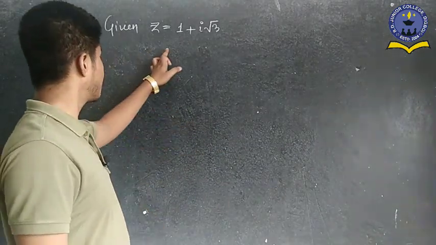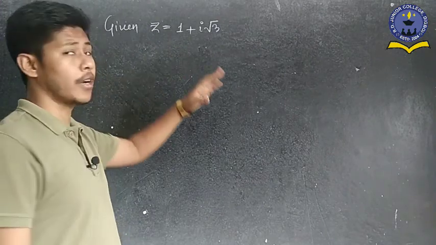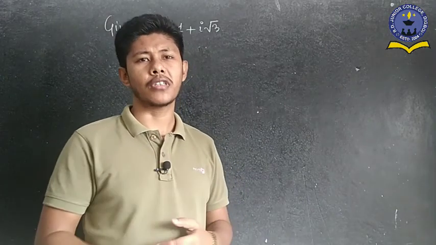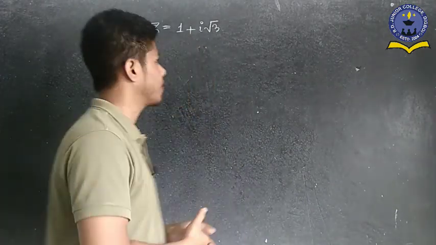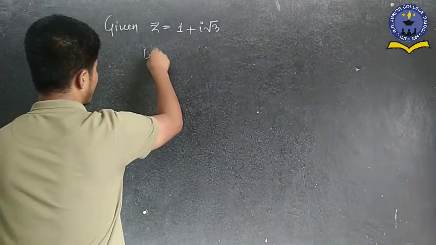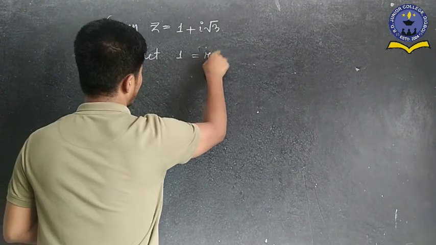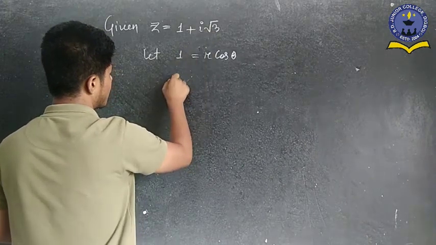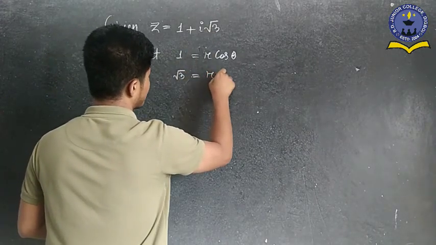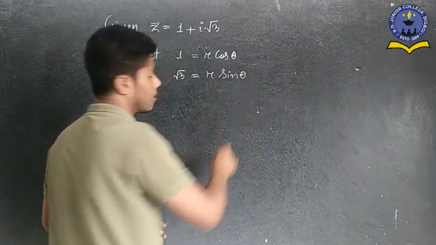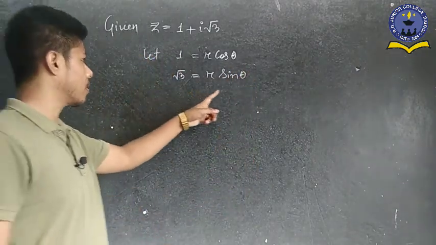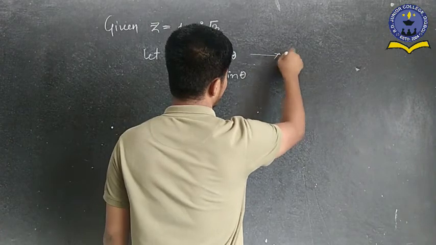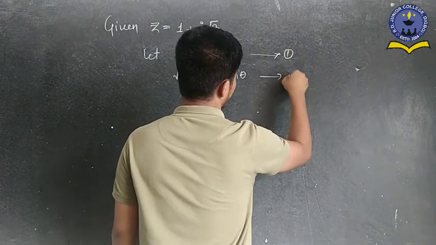So how can we convert this into polar form? The real part we have to write as r cos theta, and the imaginary part we have to write as r sin theta. This is fixed. So the real part is 1, so 1 equal to r cos theta, and the imaginary part is root 3, so root 3 equals r sin theta. Is it clear? Real part and imaginary part. And then we have to find out from here these two polar coordinates.